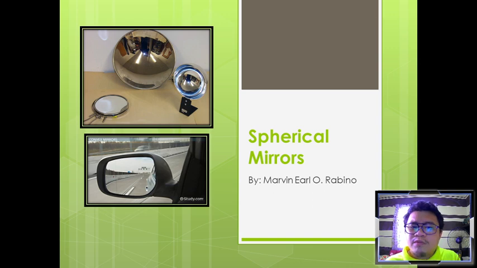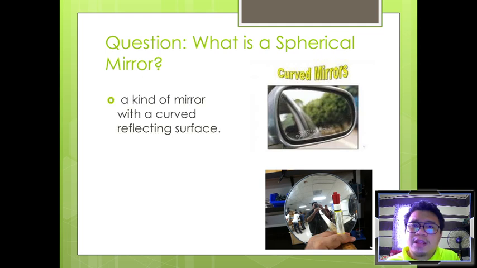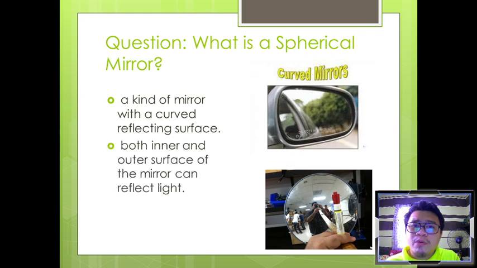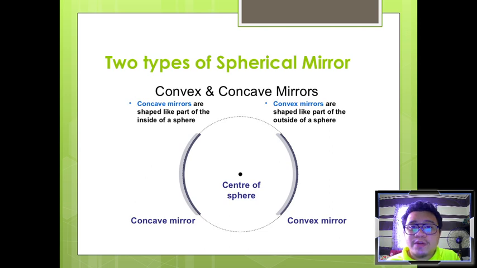First thing that we would like to deal with in this lesson is what is specifically a spherical mirror? A spherical mirror is a type of mirror with a curved reflecting surface, and both of its surfaces, whether the inner or the outer surface, can reflect light, meaning they can project or form images. Based on the shape of their curved surfaces, they are classified into two. We have the concave and we have the convex mirrors.